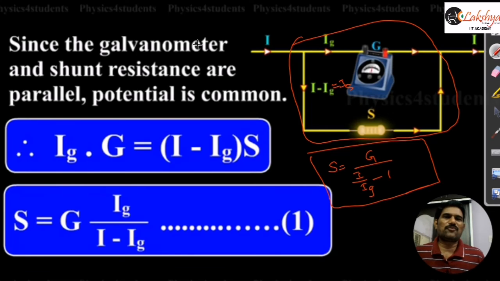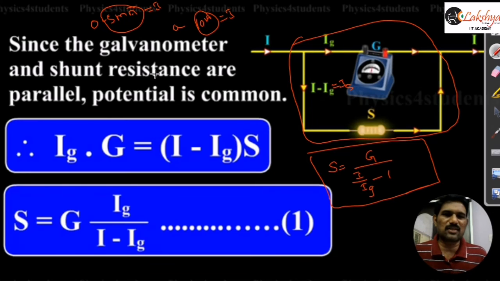For example, if you are converting this galvanometer into a range of 0 to 10 amperes, then this 10 amperes we need to take as I. If you are converting to 0 to 5 milliamperes, for example, then this 5 milliamperes we need to take as I. That is the range of the ammeter. So that is our I value.